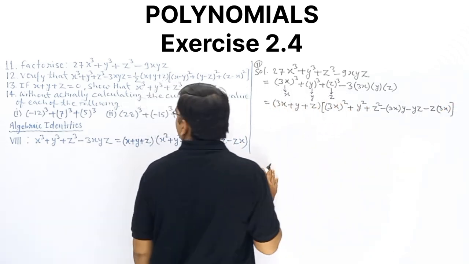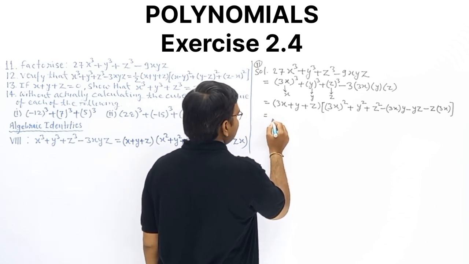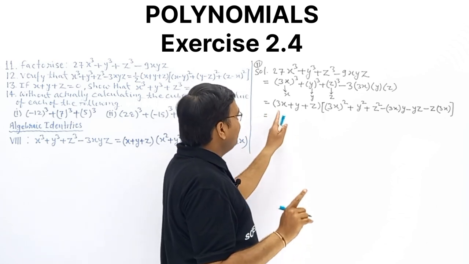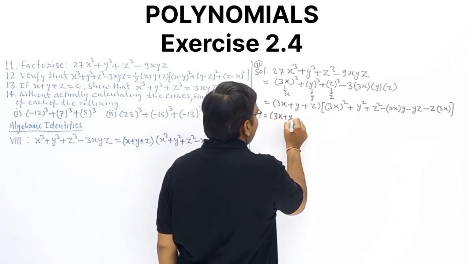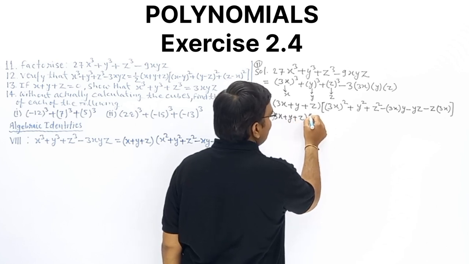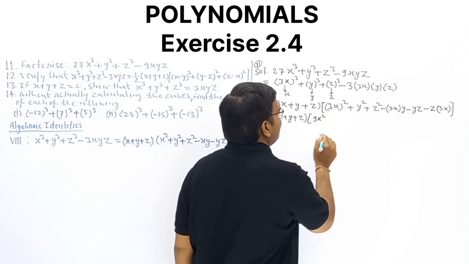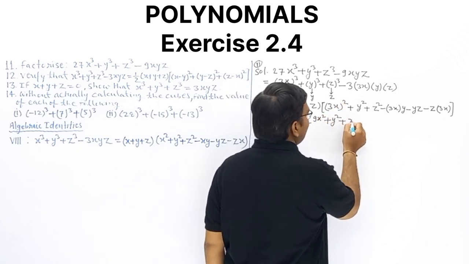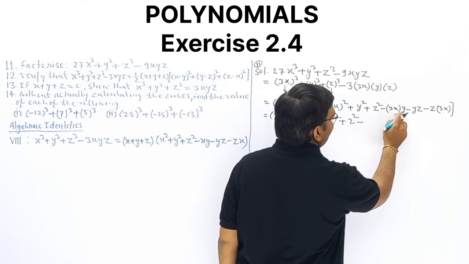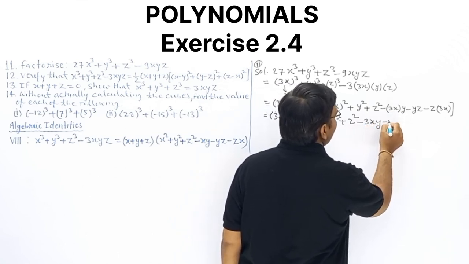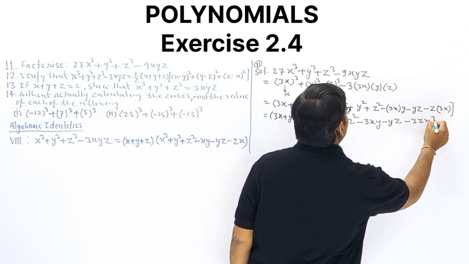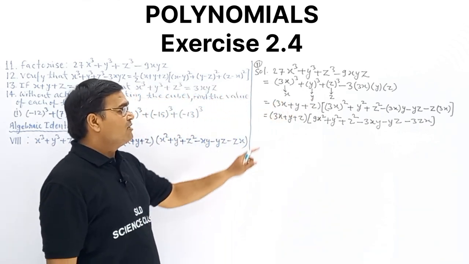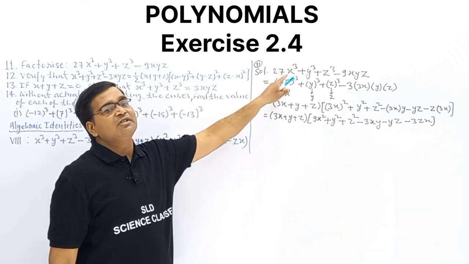Observe, this is not a hard question, it is easy. We are using algebraic identity 8th and expanding like this: (3x plus y plus z), and the other bracket can be written as: (3x) whole square will be 9x square, 3 square is 9, plus y square plus z square minus, when we multiply, 3xy minus yz minus 3zx, or xz we can write. So this is the other bracket, and these are the factors of this expression.